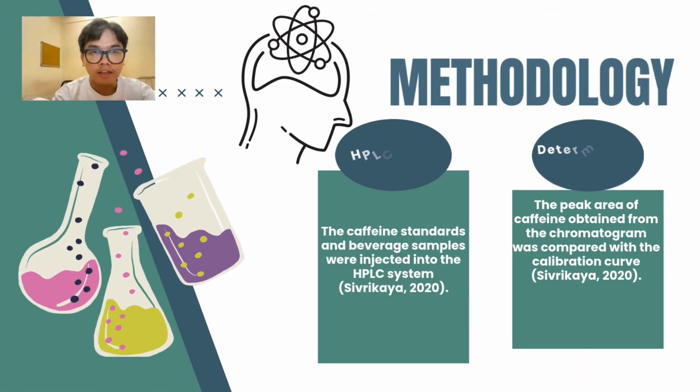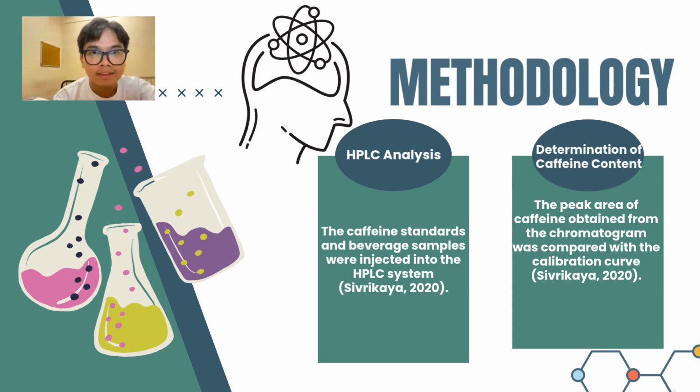Then, after the standards and samples have been prepared, the next step is HPLC analysis. In this step, both the caffeine standard solutions and the beverage samples are injected into the HPLC system. The HPLC separates caffeine from the other compounds in the sample based on their interaction with the stationary and mobile phases. As the compounds pass through the detector, a chromatogram is produced, where each compound appears as a peak.